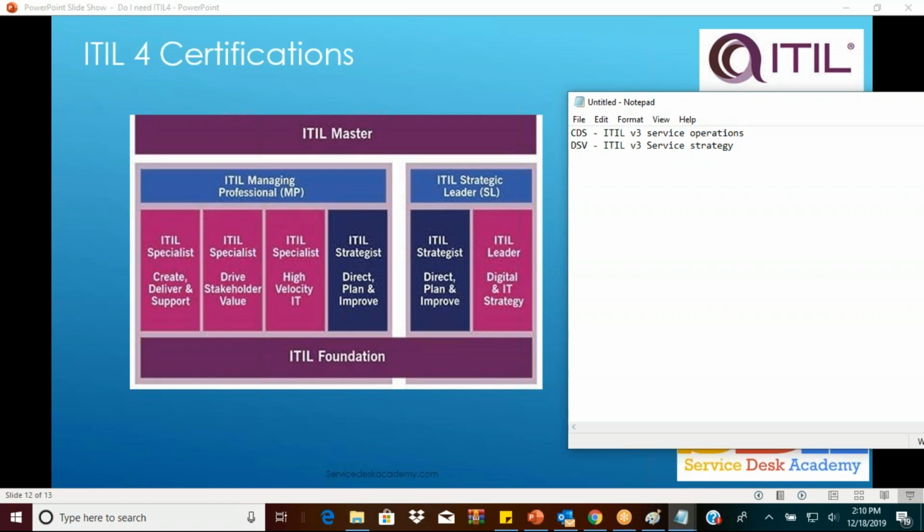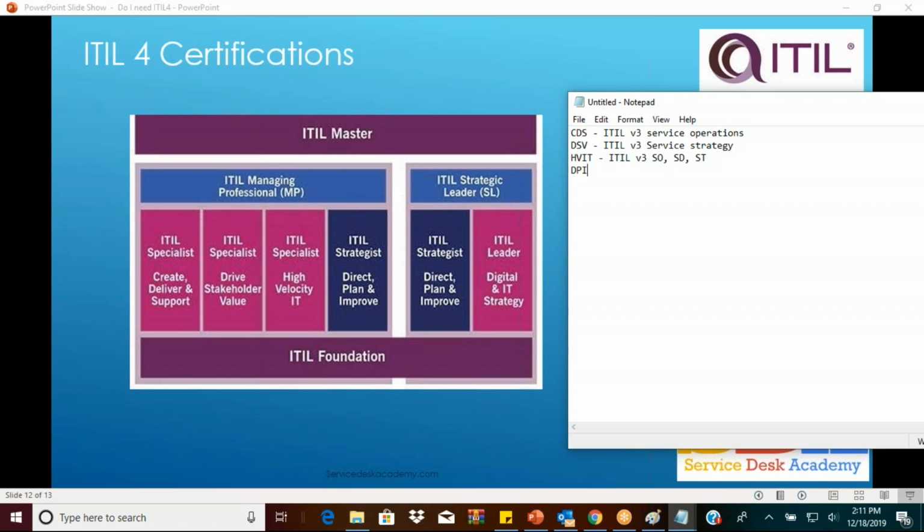HVIT is something very new and the need of the hour, because today we are working in cloud environments and data centers. This is a very new certification, which I cannot really address with respect to ITIL v3, but I can try to correlate it with service operations, service design, and service transition. HVIT talks about how you are supposed to manage your services in very critical environments like data centers and cloud environments.